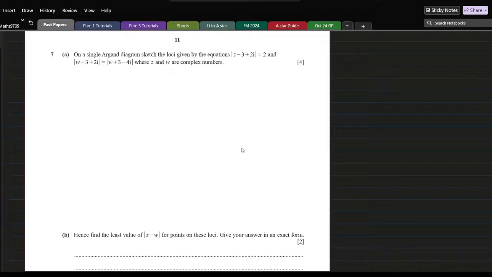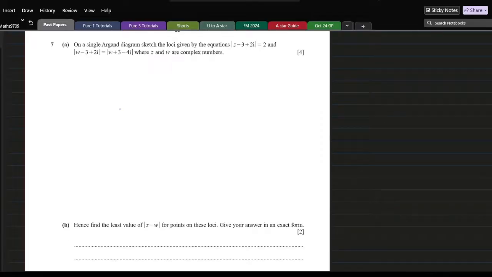Number 7, part A. On a single Argand diagram, sketch the loci given by the equations the modulus of z minus 3 plus 2i is equal to 2, and the modulus of w minus 3 plus 2i is equal to the modulus of w plus 3 minus 4i, where z and w are complex numbers. Alright, so let's draw our complex plane.